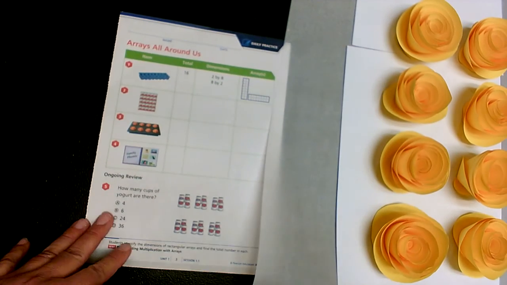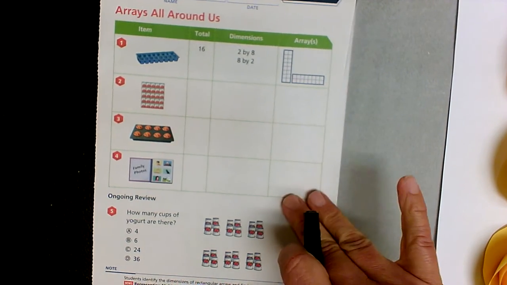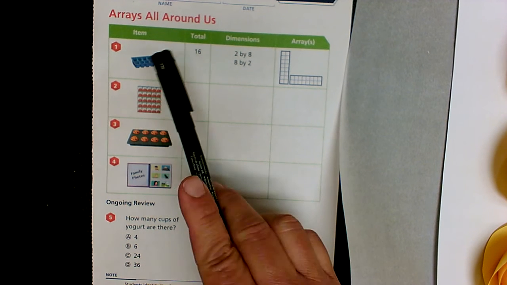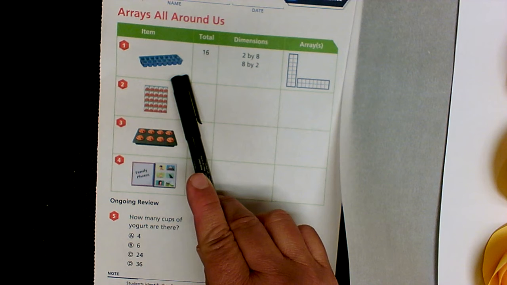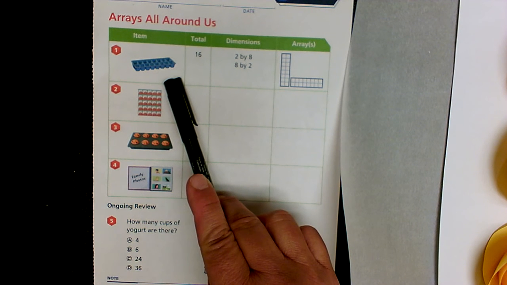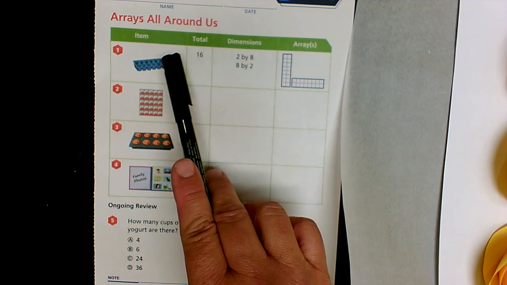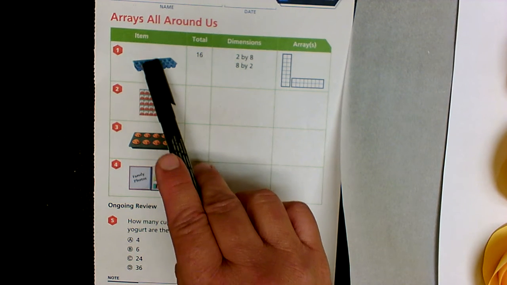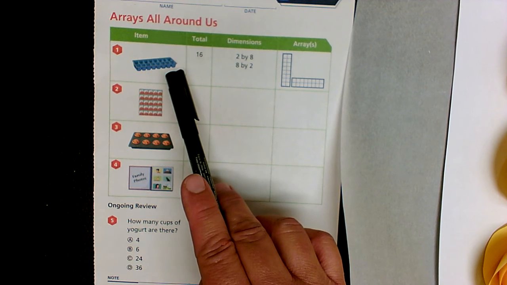Okay, here's our worksheet. And the arrays all around us, it's your daily practice. So you have videos that you could refer to. And what you're going to do with this one is you're going to take a look at item 1, which is done for you. Item 1 is an ice cube tray. And this one's a little different than the ice cube tray that I've been using in my videos. So this one has row 1 and row 2. One of the dimensions is 2 right here. And then it has 1, 2, 3, 4, 5, 6, 7, 8. This ice cube tray has 8 columns.